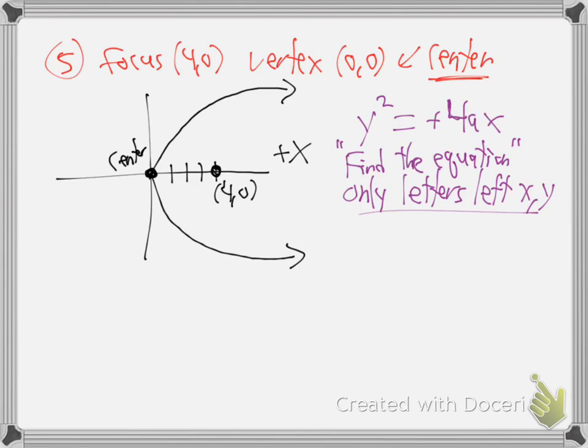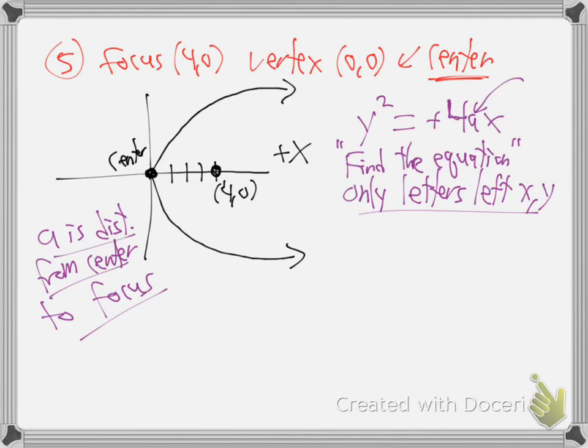So what letter does that mean I need to find? A, which is the only other letter. So basically they're saying, find A. Isn't that 4? Let me write for you really quickly. A is the distance from the center to the focus point. So notice A is a distance. I'm saying distance because I want you to be clear that it's always positive.